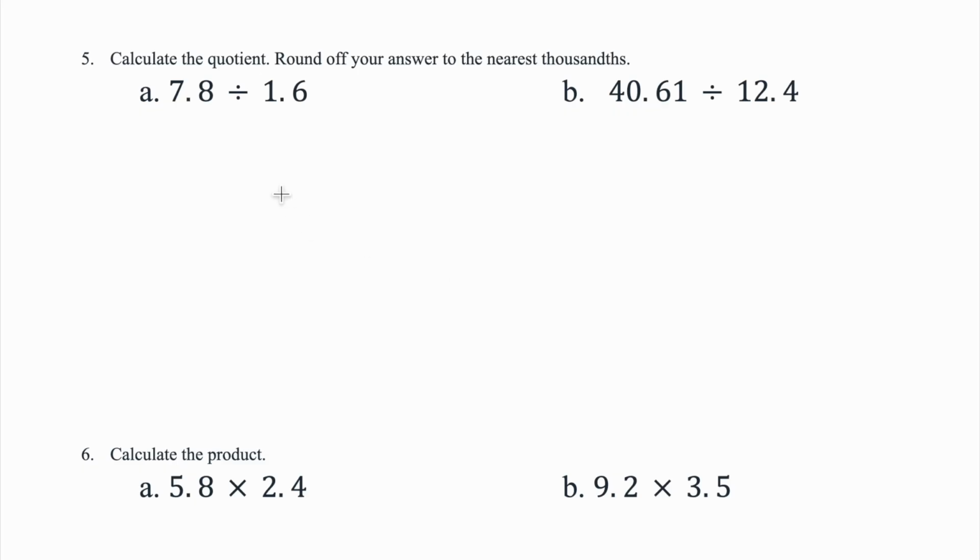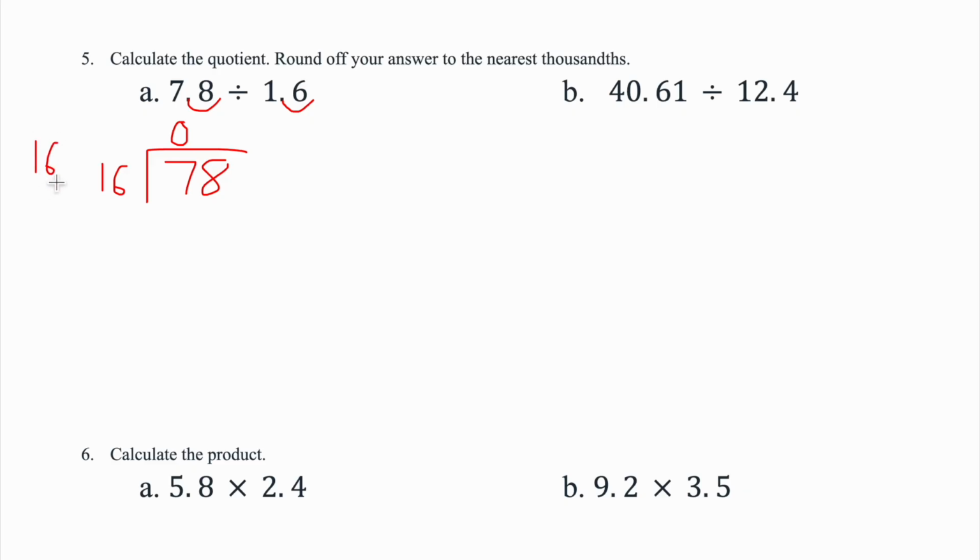All right, we got more. Calculate the quotient. I got 7.8 divided by 1.6. So for my divisor, I'm going to move this over once as well. So I've got 78 divided by 16. 16 goes into 7, does not. 16 goes into 78. 3, 4, 5.